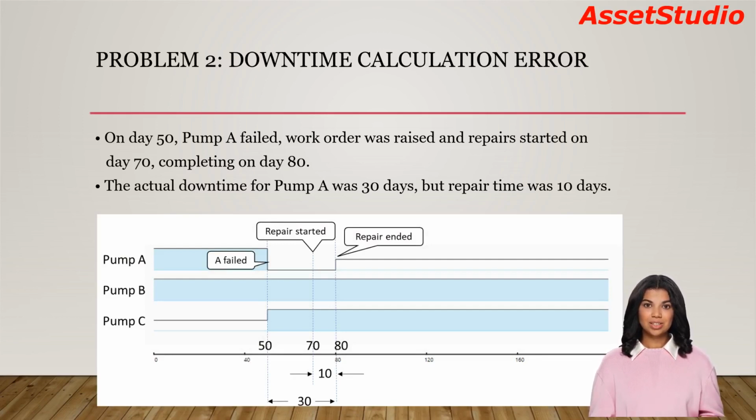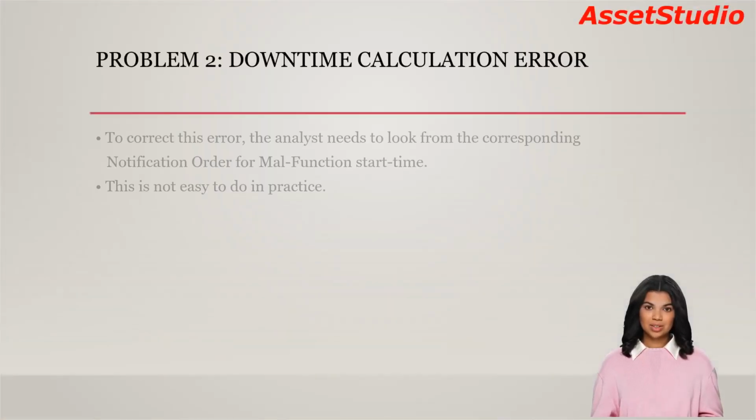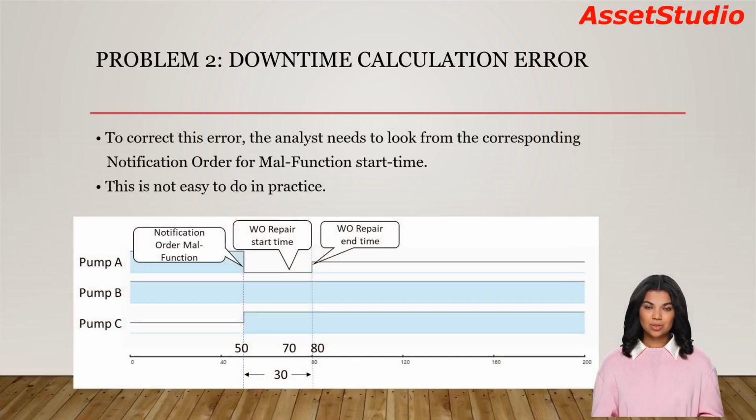We can see very clearly, the actual downtime for Pump A was 30 days. But repair time was 10 days according to maintenance work order. You will therefore underestimate the downtime impact if you are using it for your RAM analysis later on. To correct this error, the analyst needs to look from the corresponding notification order for malfunction start time. This means that the assumption that the time difference between repair start and end times represents downtime is not valid.